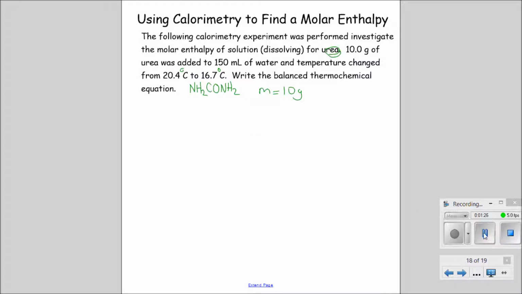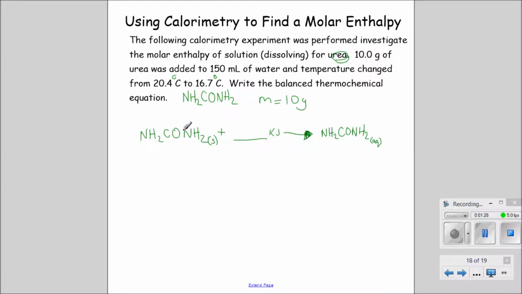So here's the balanced chemical equation. It's pretty easy because we're just looking at a phase change here. You have the solid urea and it's turning into aqueous urea, meaning it's dissolving in water. And we have a certain amount of energy. I put the energy term here because I know it's endothermic. The reason why I know it's endothermic is because when you look at our temperature change, my TF is 16.7 and my TI is 20.4. So that means that I got cooler.